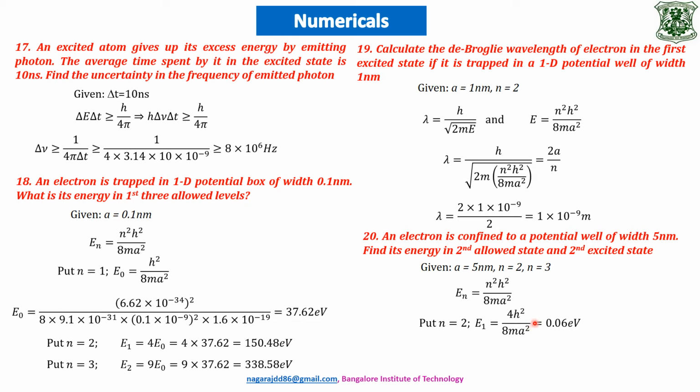At least that much you try on your own. It's going to be a good practice. Well, you get the answer as 0.06 electron volt. Remember, here I have taken n is equal to 2, that is for the second allowed state.